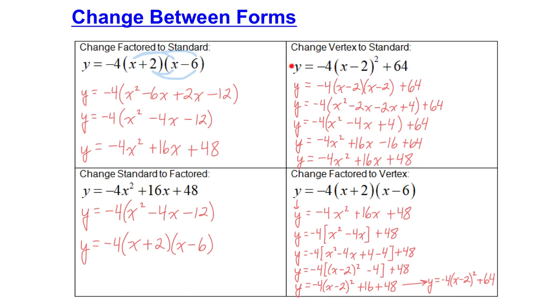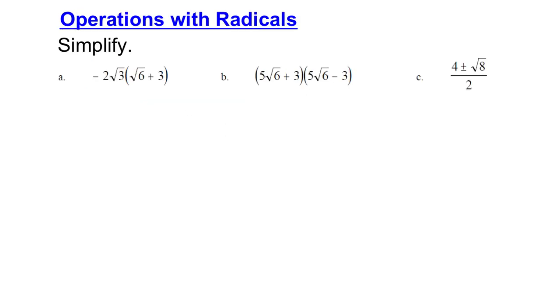So changing from one form to another is a good skill to know how to do. It involves expanding and simplifying, factoring, and completing the square. We also looked at operations with radicals. So in each of these, we're going to simplify. Why don't you see if you can simplify the first one? See if you can remember how to do that. Pause the video and try it.